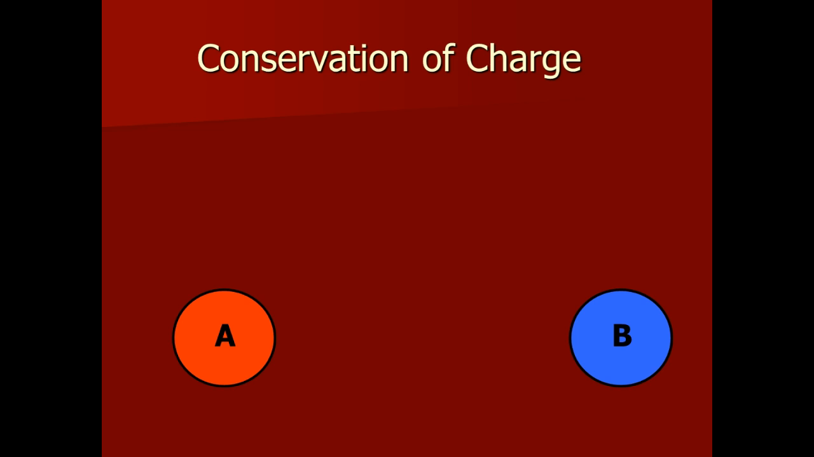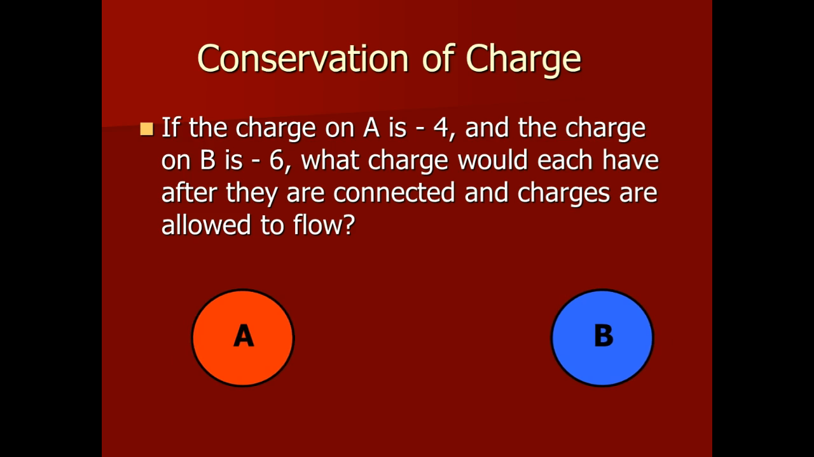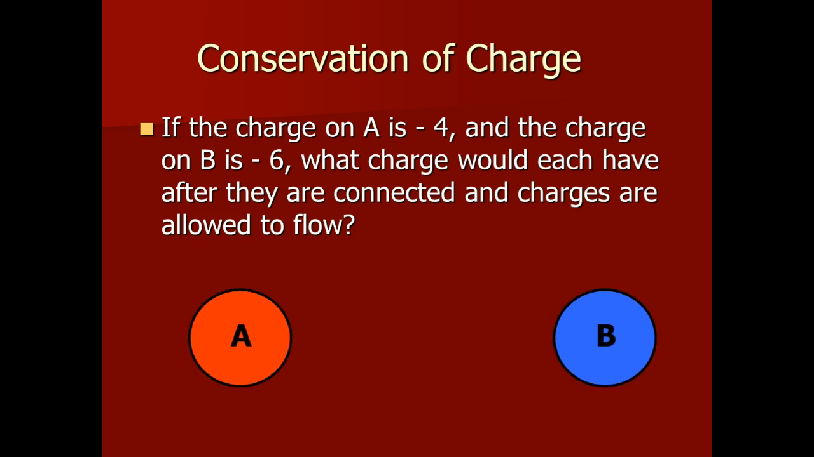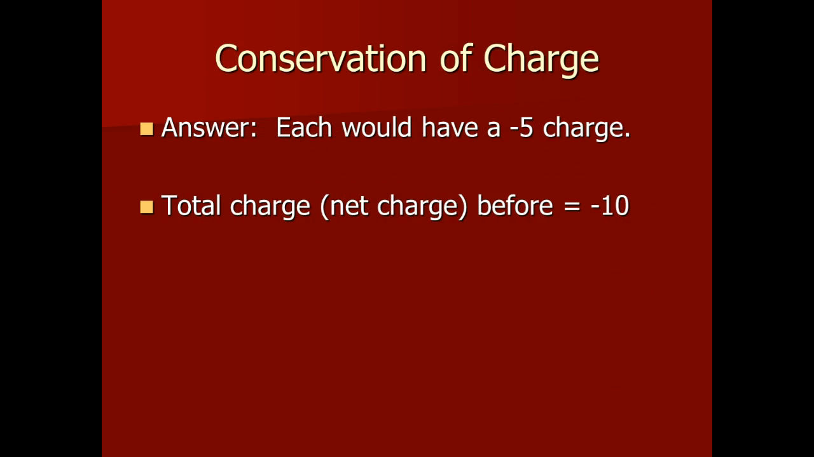So here we have two objects. The charge on A is negative 4, so that means it has more negative charges, more electrons than protons. The charge on B is negative 6. What charge would each have after they connected and the charges are allowed to flow? So we're going to touch those two together and then pull them apart. We start with negative 10 altogether. Negative 4 plus negative 6 gives me negative 10.